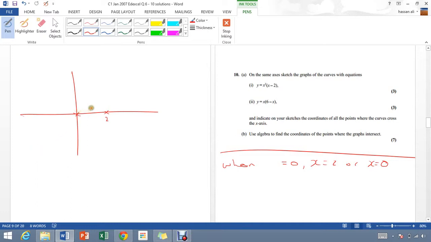Alright, now remember it's a cubic, and it's a positive cubic, so my line starts from the bottom here. You're going to have 2 curves, so your line comes from here, crosses here, and then goes back up, like that. So that's for the equation y equals x squared times (x minus 2).